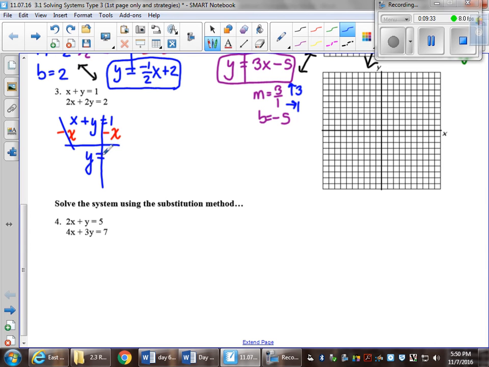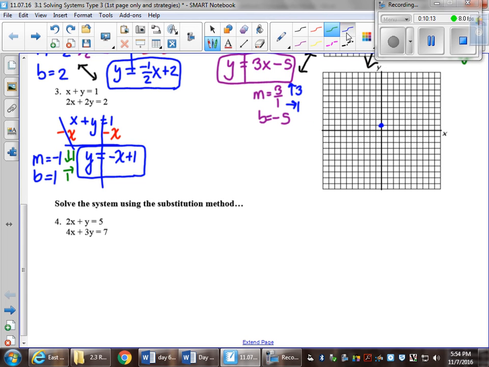Y equals, these are not like terms, so negative x plus 1. Y is by itself. That is all set. M equals negative 1 and b equals 1. So this will be my starting point for the y-intercept. I go to 1, make my point, and then to interpret negative 1 as a slope, I know that I can write that as a fraction, negative 1 divided by 1, so that'll be down 1, right 1.